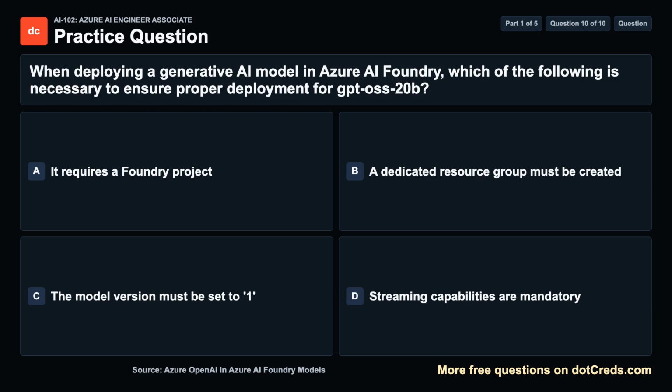Question 10. When deploying a generative AI model in Azure AI Foundry, which of the following is necessary to ensure proper deployment for GPT-OSS-20B? A. It requires a Foundry project. B. A dedicated resource group must be created. C. The model version must be set to 1. D. Streaming capabilities are mandatory. Take a moment, then we will review the answer.